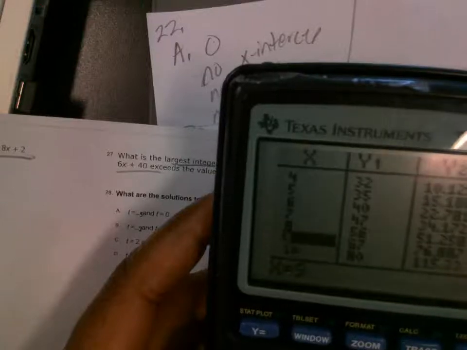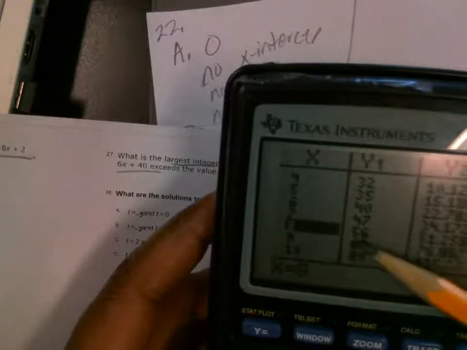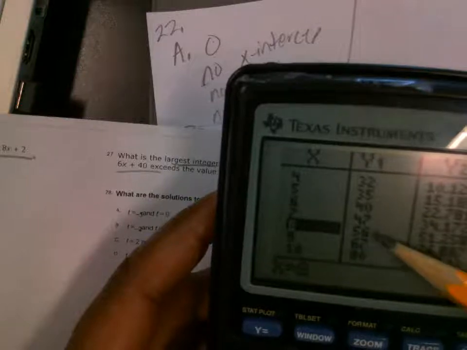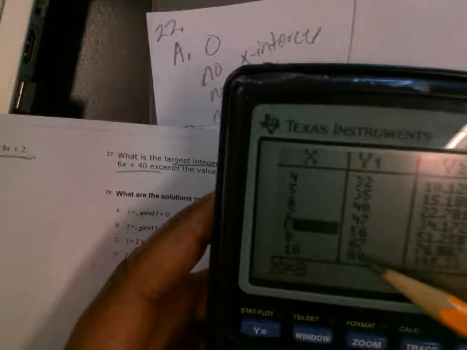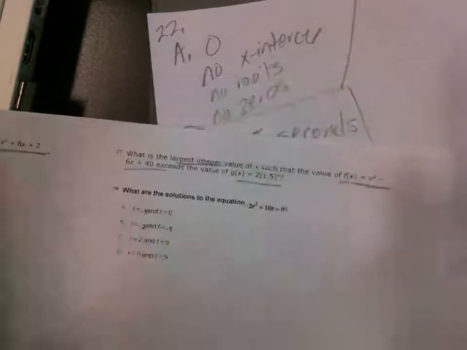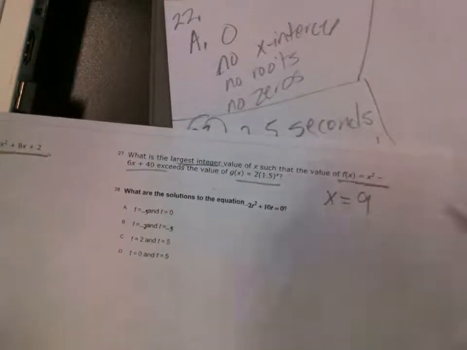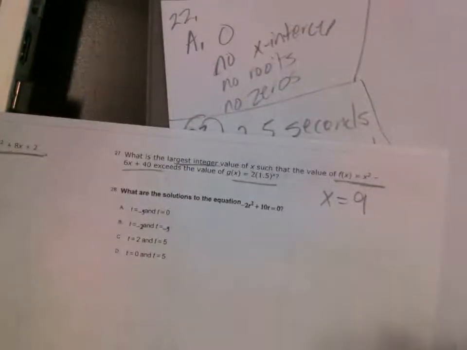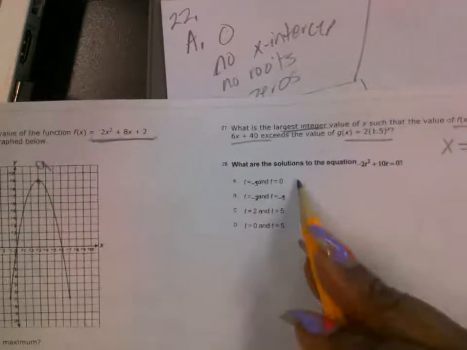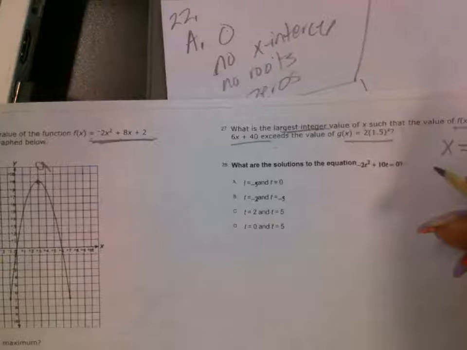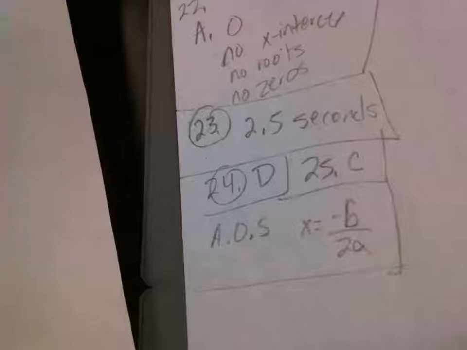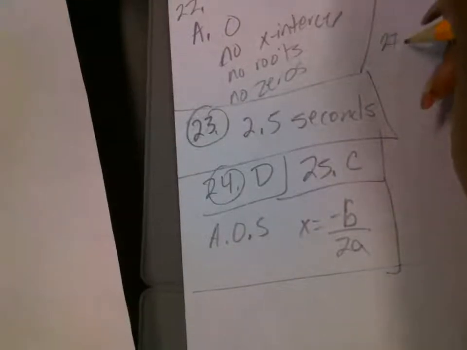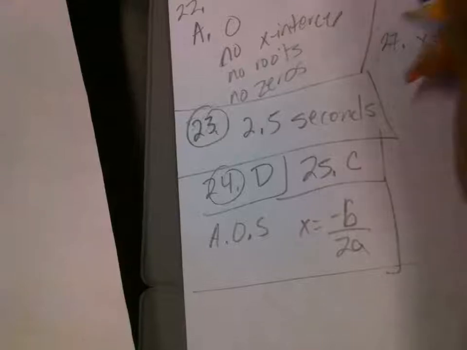Okay, so this is when it starts getting more. This is still larger. This is still larger. So when x is 9, this is when the second one gets larger than the first one. So when x is equal to 9, that's when the second one is greater. All right. What are the solutions to the equation? Okay, so the last one. Don't forget to write on your paper that number 27 is when x is equal to 9.